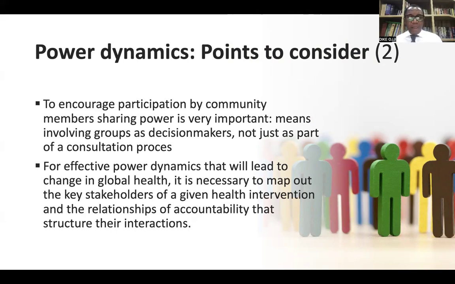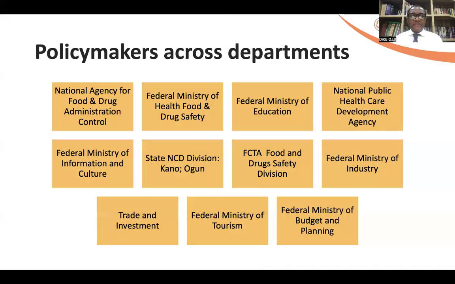For effective power dynamics that will lead to change in global health, it is necessary to map out the key stakeholders of a given health intervention and the relationships of accountability that structure the entire system, and that is very important. Mapping out the different, relevant stakeholders is very, very important.